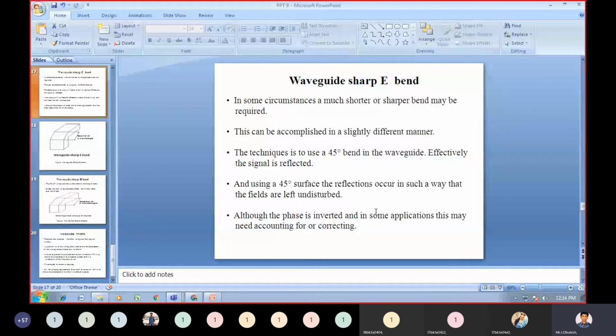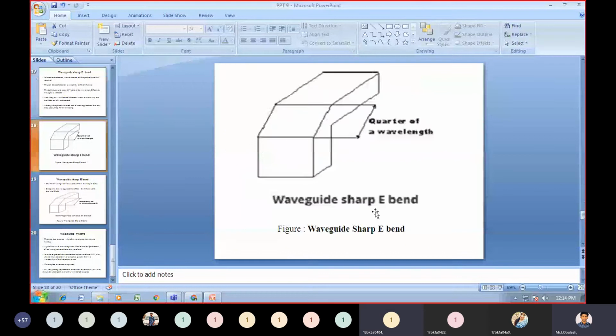In the H and E bending, the waveguide E bend, we have an angle of 90 degrees. This is the waveguide sharp E bend, with a length of a quarter of two wavelengths. See that. This is the rectangular waveguide.